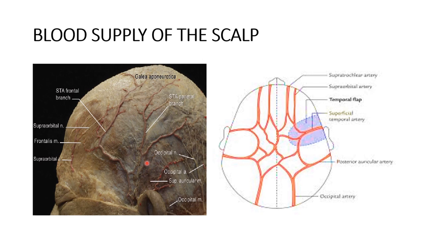This is a cadaveric image showing us some of the neurovasculature of the scalp. So this is the superficial temporal artery, and these are some of the branches of the superficial temporal artery. Here we have the supraorbital artery, and then we have here the supraorbital nerve. Here we also have the occipital nerve and the occipital artery.